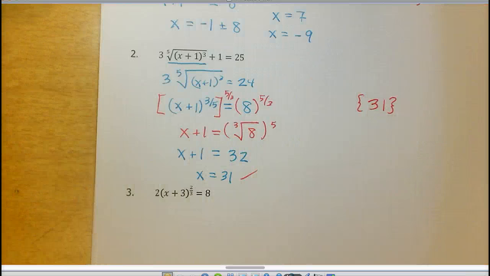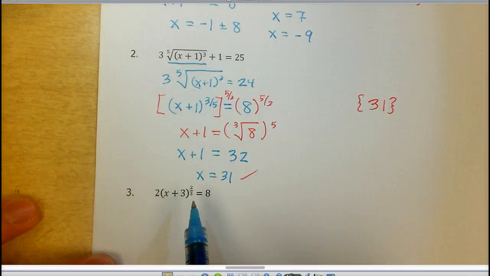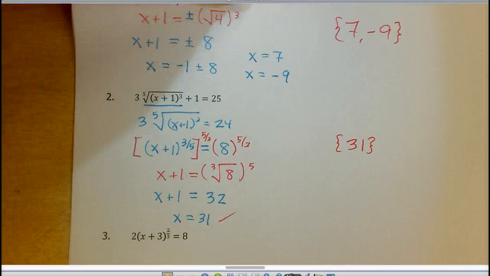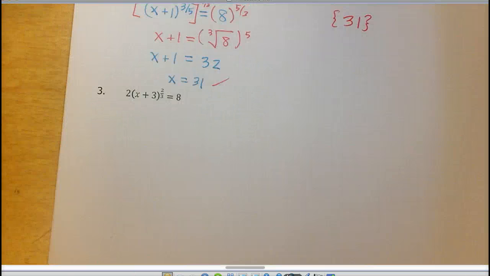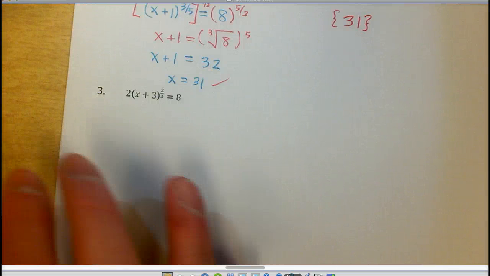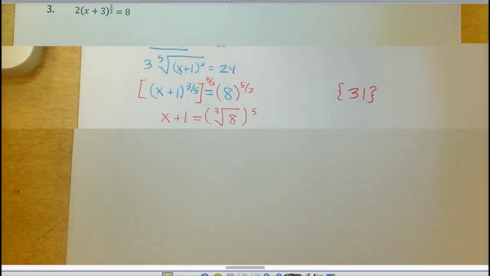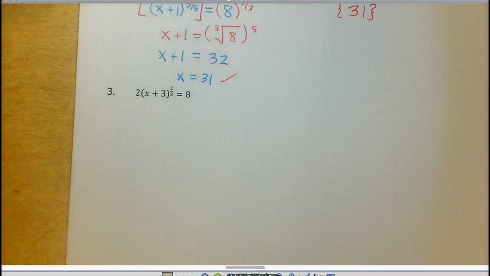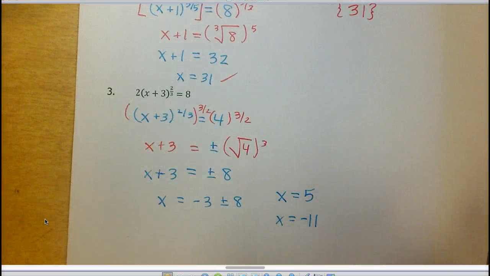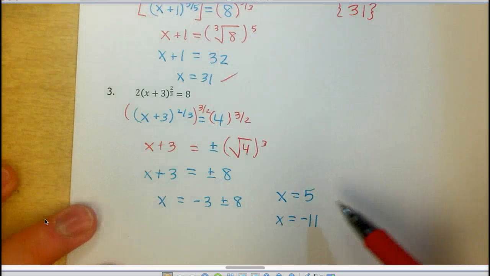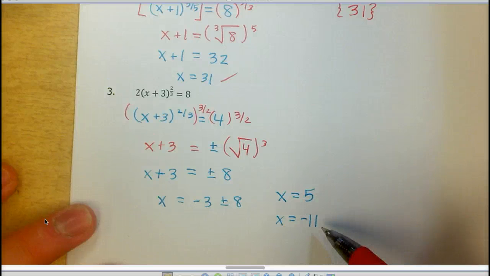2 times the quantity (x plus 3) to the 2/3 is equal to 8. Number 3, let's have you pause the video, try that one on your own, and then once you do that, click play to check and see if you got it right. Also, don't forget to check for your extraneous solutions on your calculator. Do that now, please. Okay, so if you did that correctly, you should have ended up with 5 and negative 11 as your two solutions.